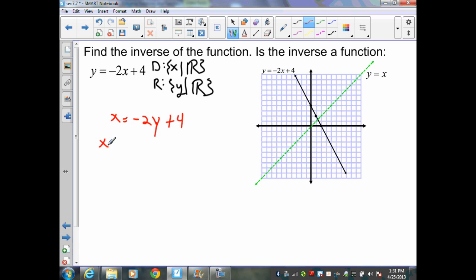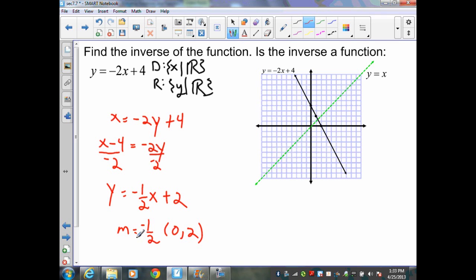Subtract 4 on both sides. X minus 4 equals a negative 2y. Divide by a negative 2. And y is going to equal a negative 1/2 x plus 2. I can graph by the slope-intercept form.